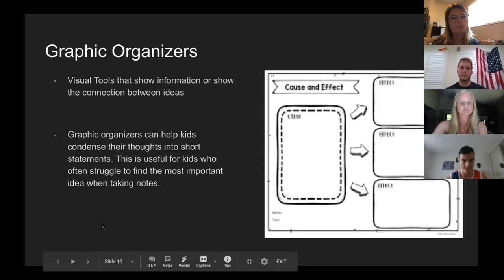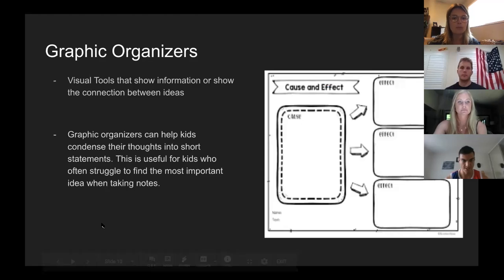Next slide, please. Okay, graphic organizers. We all pretty much should know about this. Graphic organizers are basically visual tools that can show information or show connection between ideas, and can also help guide and direct students on perhaps taking notes on information being given to them, right? Graphic organizers can help kids condense their thoughts into short statements. This is really useful for kids who often struggle to find the most important idea when taking notes.